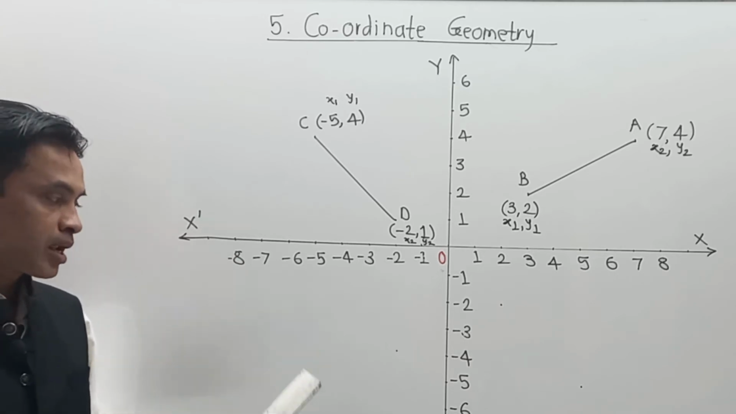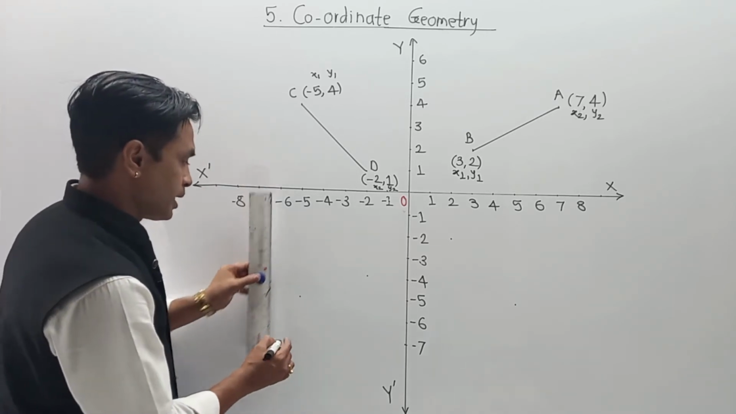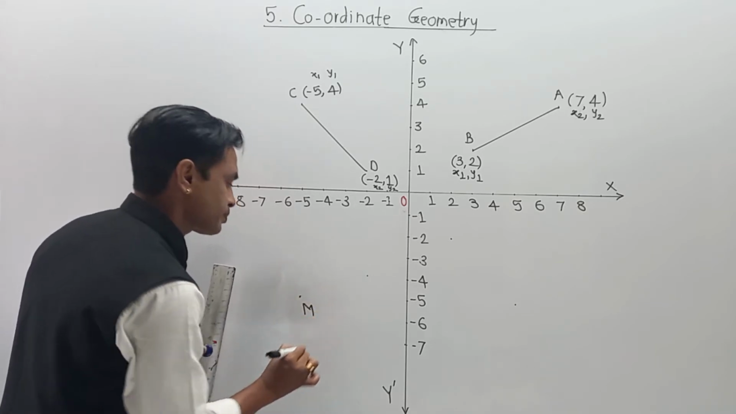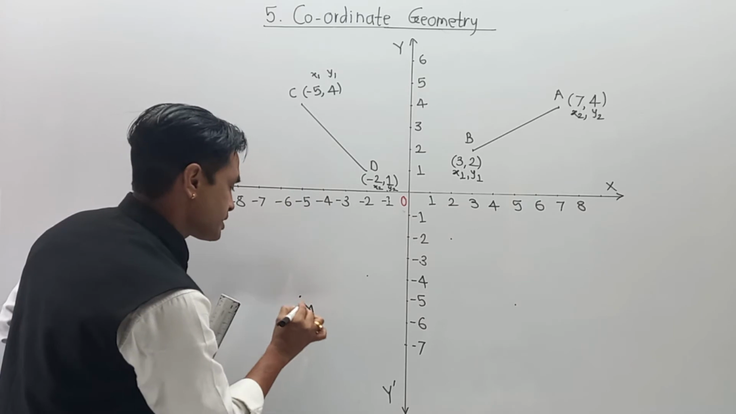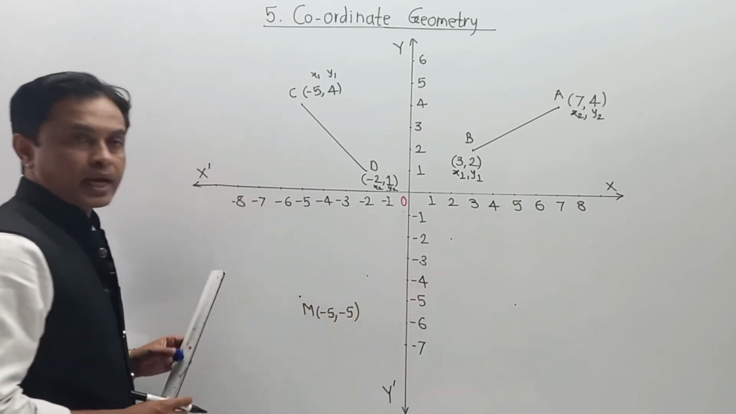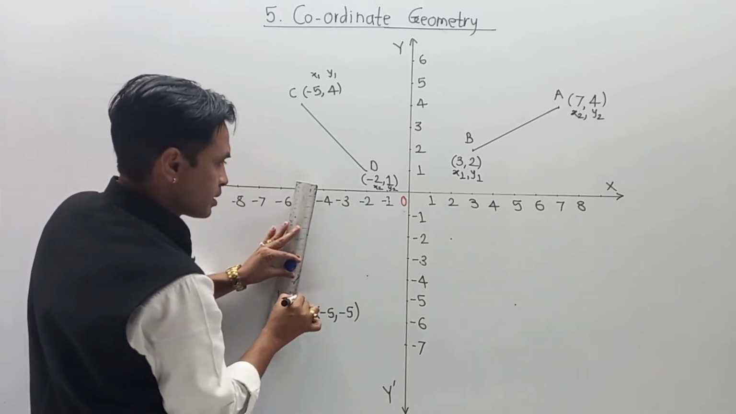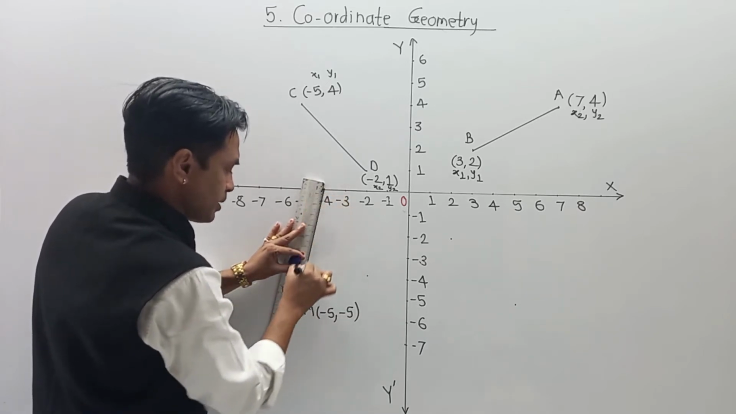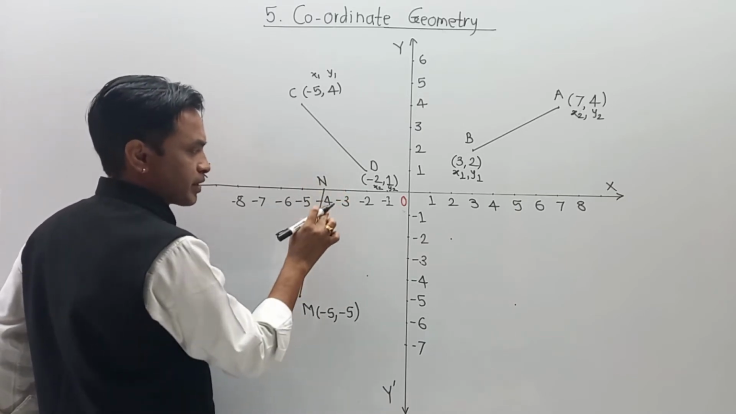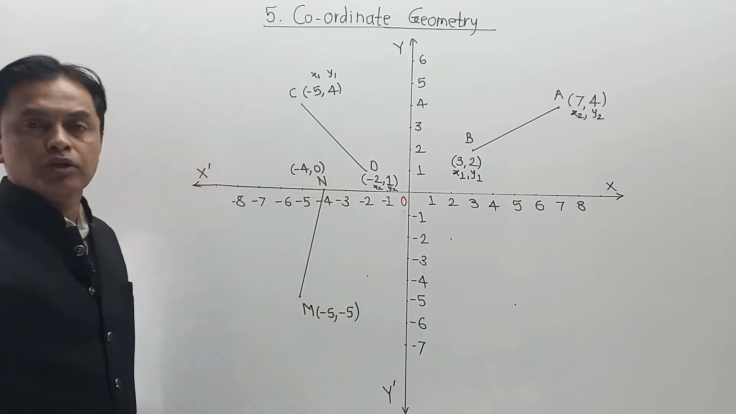It does not change. Now let us say you are going to take the distance between particular points. Let us say I take a new segment over here, indicating one point as M, having coordinates x is -5 and y is also -5. And now I am going to take another point on an axis, let us say on the x-axis. So I take this segment M and N. Now N has coordinates x is -4 and y is 0, so (-4, 0).